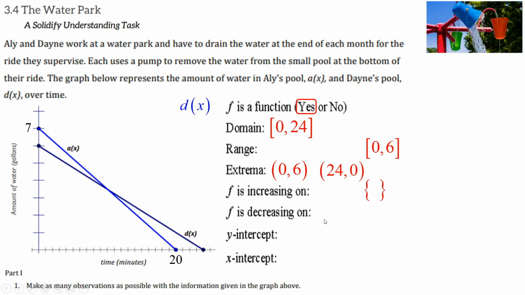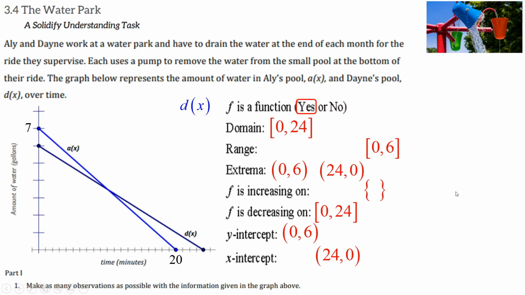So we're just going to rewrite the domain for Dane's graph, which is x is in the closed interval from 0 to 24, just like you see above right there. And the y-intercept was the maximum output of Dane's graph, 0, 6. And the x-intercept is the minimum value of Dane's graph, represented by this ordered pair, which is 24, 0. And don't forget, at the y-intercept, x is always 0, and at the x-intercept, your y is always 0.